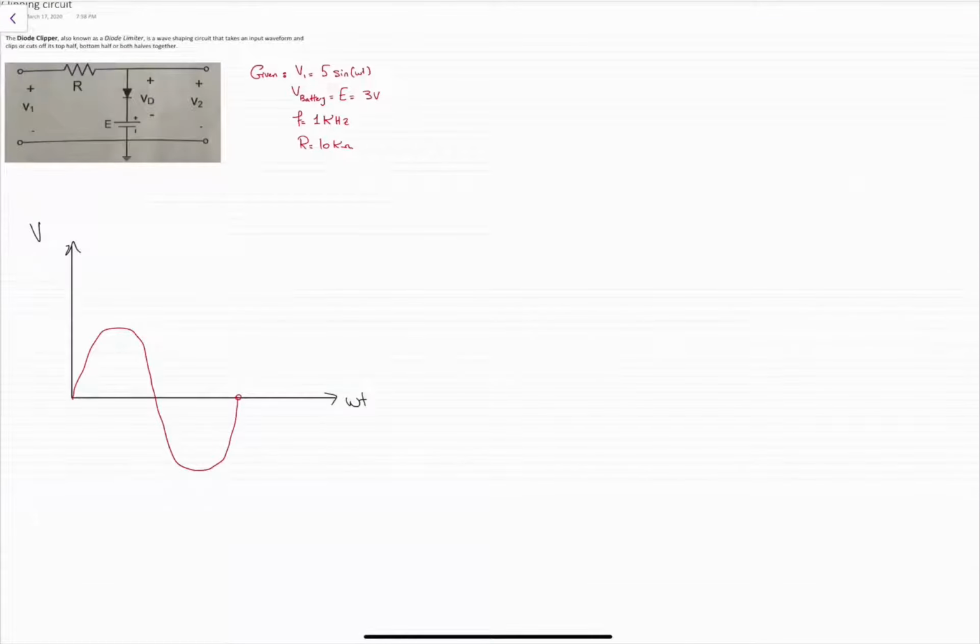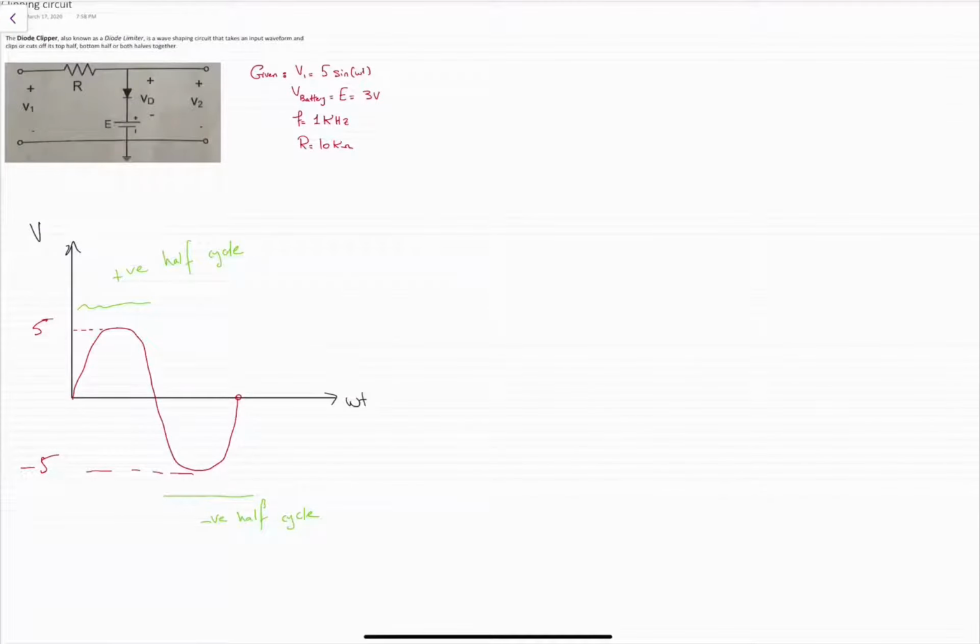A sine wave with an amplitude of 5 volts for the positive half cycle, and an amplitude of minus 5 volts for the negative half cycle.